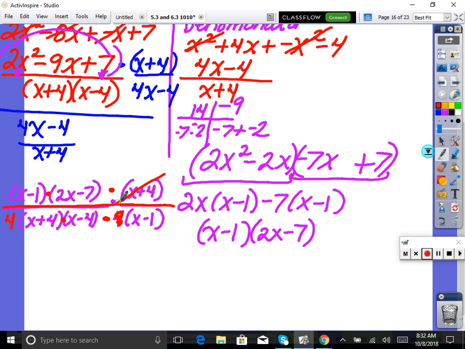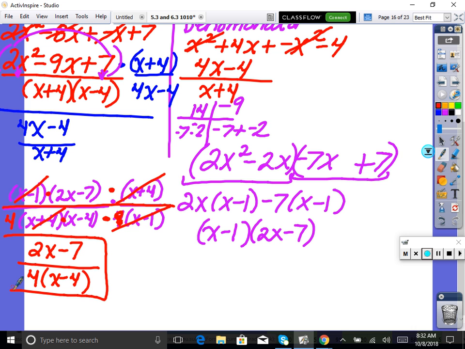So we have x plus 4 and x plus 4 divide out. x minus 1 and x minus 1 divide out. So then left on top is 2x minus 7. On bottom we have a 4 and an x minus 4. All that pain and suffering for such a small answer, but it was good. It was fun.